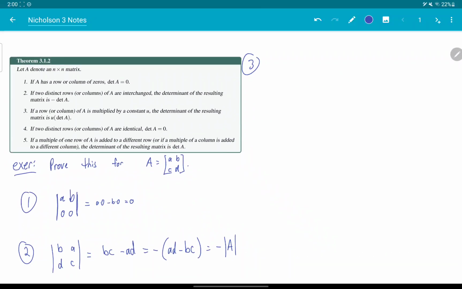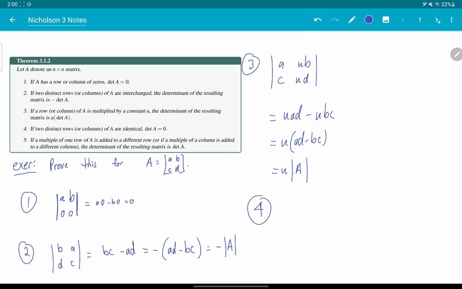3. If you multiply, let's say, the second column by U, so I'll go UB, UD, what happens? Well, you get UAD minus UBC, and the U factors out, and behold, we have U times the determinant of A, which is what we were hoping for there.